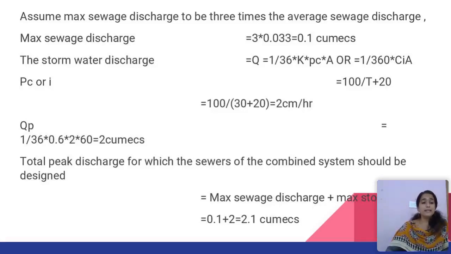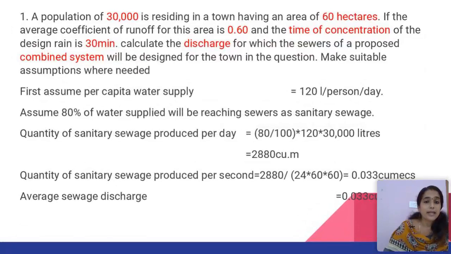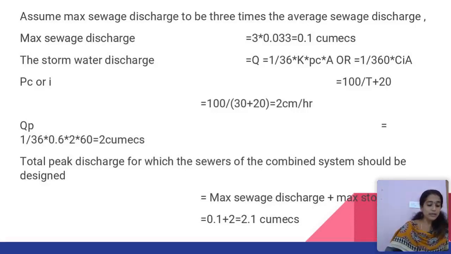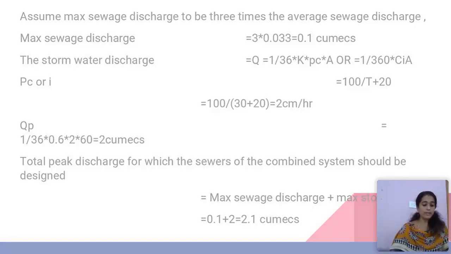The PC or I, rainfall intensity, is 100 divided by T plus 20, because here the time of concentration is given. That is, time of concentration is 30 minutes. More than 20 minutes, we can accept the equation as 100 by T plus 20. And we can calculate the PC or I using this equation, and PC or I is equal to 2 centimeter per hour. Then we can calculate this quantity of peak flow.